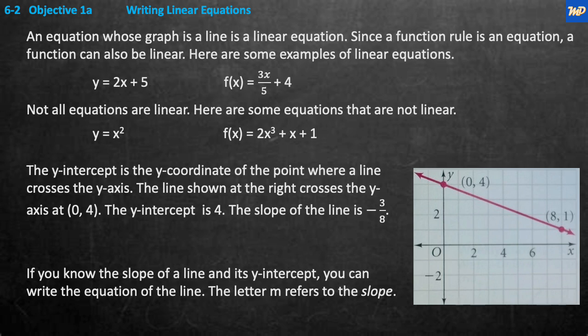It says if you know the slope of a line and its y-intercept, you can write the equation of the line. The letter m refers to the slope. You can see that this is downward sloping, and as I said before, that means that it's negative. If it was going up from left to right, it'd be a positive slope. This is a negative slope, and right here it says that it's -3/8.